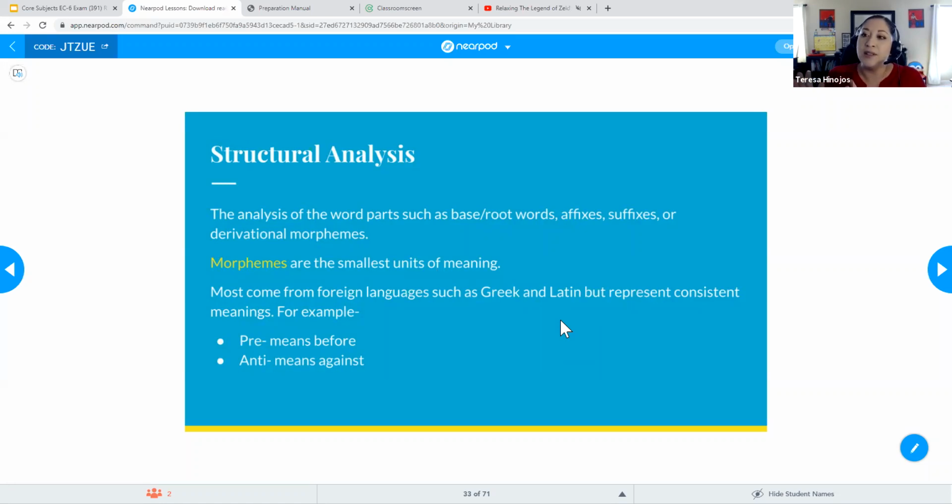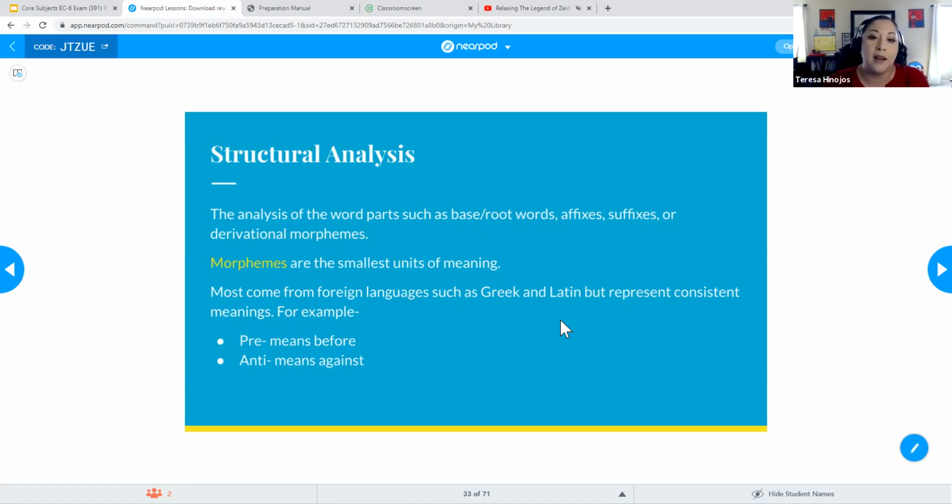But as the kids get older, and I can't remember the grade level, but I want to say probably around 4th grade, is where this is going to start to happen a lot more. You're going to be teaching students that you have these base words and you've got prefixes and suffixes and affixes, and that they all have different meanings. And so morphemes, like we mentioned earlier, are going to be those smallest units of meaning. So like I said, a morpheme would be the base word, the affix, the prefix, and all that.